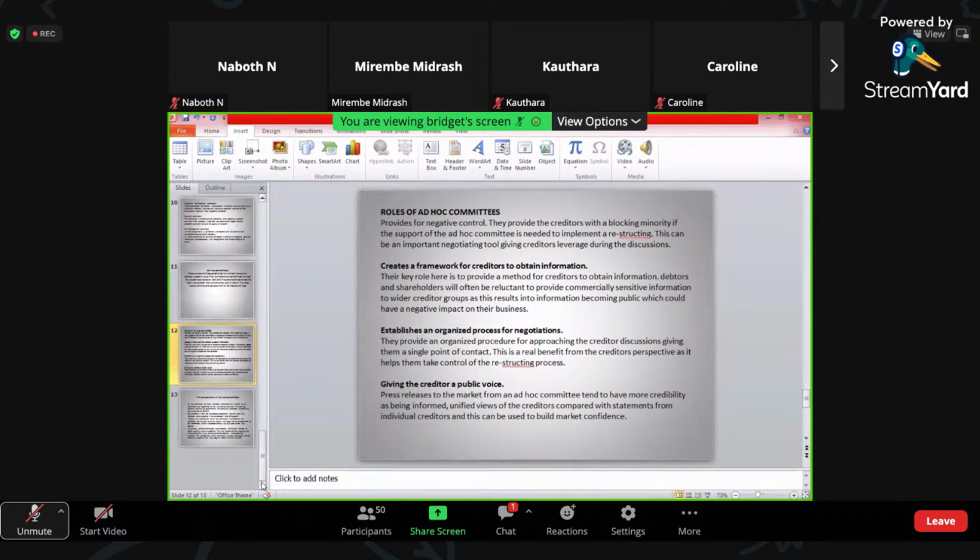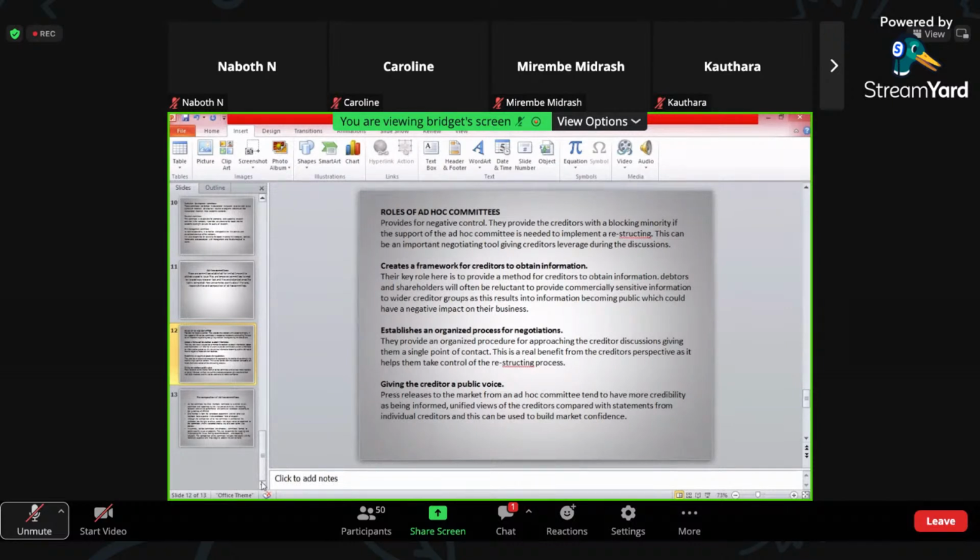The second role is that they create a framework for creditors to obtain information. They provide a best method for creditors to obtain information, since debtors and shareholders often find it hard or unsafe to provide sensitive information, thinking it might become public and negatively impact their business activities. The third role is that they establish an organized process for negotiation.